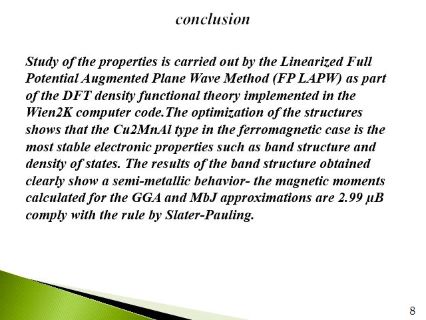The results of the band structure obtained clearly show an asymmetric behavior. The magnetic moment calculated for the GGA and the mBJ approximations is about 2 Bohr magnetons, in good agreement with the Slater-Pauling rule.